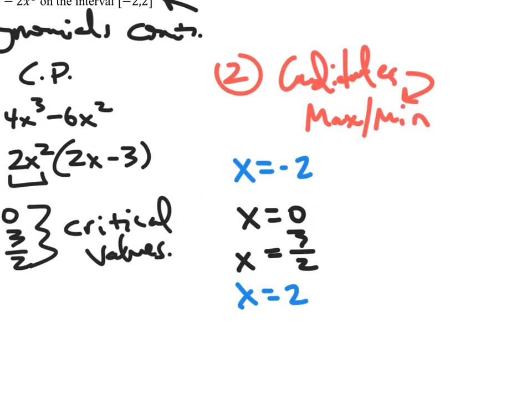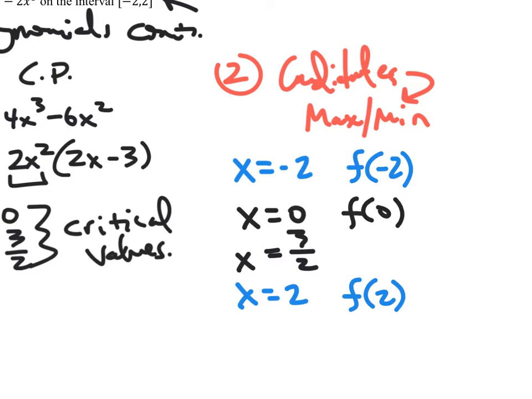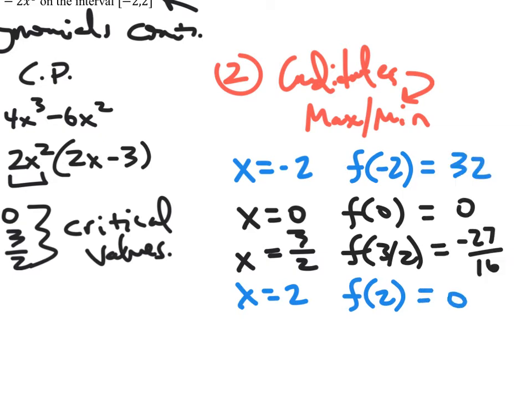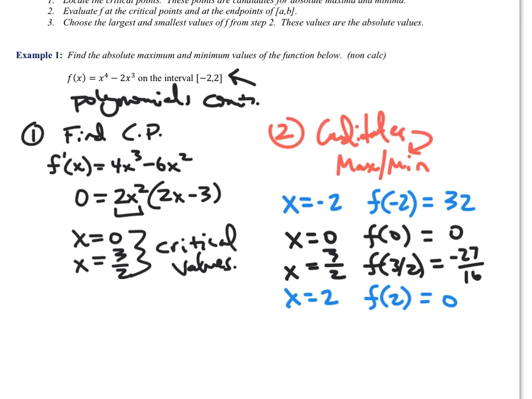And I'm going to look at the outputs for each of those. So I'm going to look at f of negative 2. I'm going to look at f of positive 2. I'm going to look at f of 0 and f of 3/2. I'm going to go off camera real quick and come up with those values. Okay, so I evaluated each of these by plugging them into f of x up here.